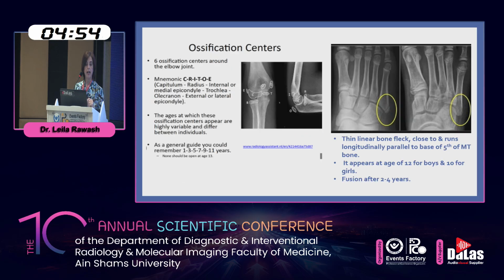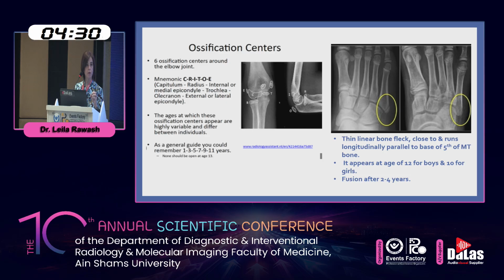Another confusion is the ossific centers, especially around the elbow and at the base of the fifth metatarsal. This is the insertion of the tendon apophysis. There's a fracture in adults that appears like this. So the AI gets confused with this, okay?